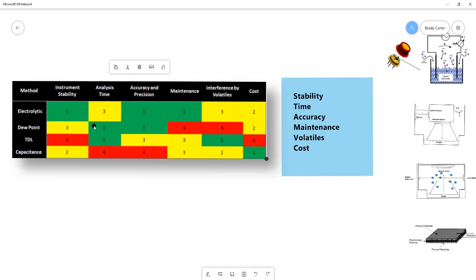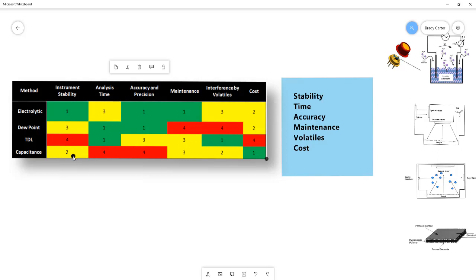It will always be slower than the dew point and TDL, and it is susceptible to volatiles. Meanwhile, the dew point gets high rankings for analysis time, fastest method, very accurate as long as it's maintained, but the high level of maintenance required and the fact that certain volatiles it cannot read at all are the negatives for that particular method. The TDL has its highest ranking in terms of analysis time and volatiles because it is the one method that is not interfered by any volatiles, but it gets lower rankings on stability due to its being impacted by pressure, as well as it being quite expensive.